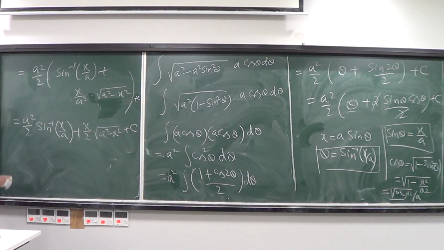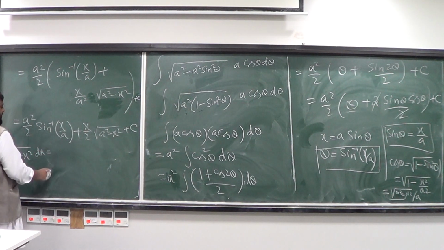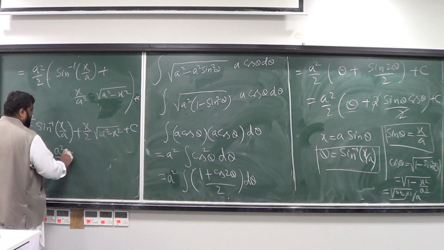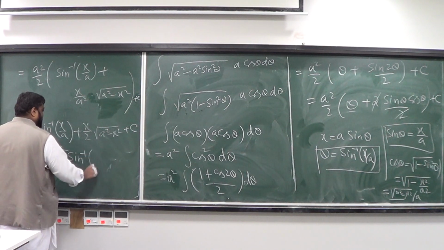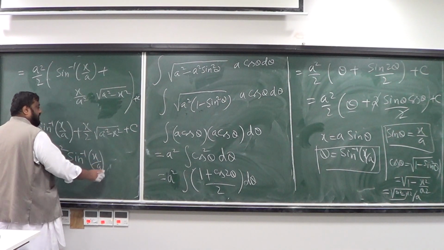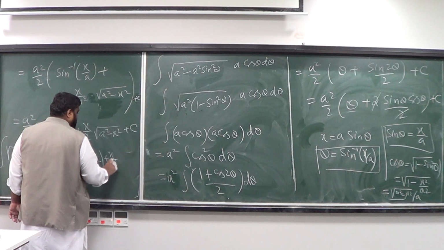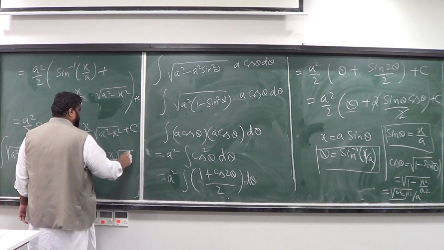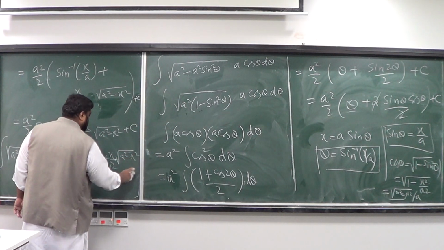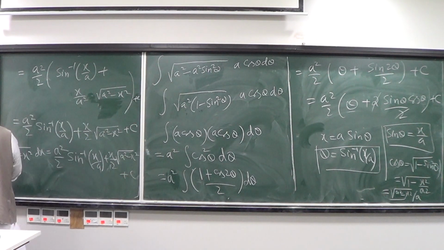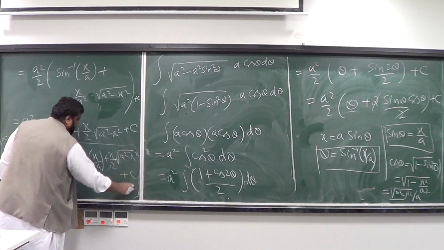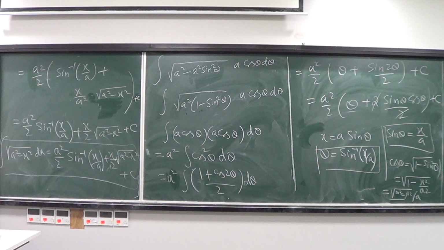So this is really the integral of the square root of a square minus x square dx. So a square by 2 sine inverse x over a plus x over 2 times the square root of a square minus x square plus constant c. This is really the integral. Okay?